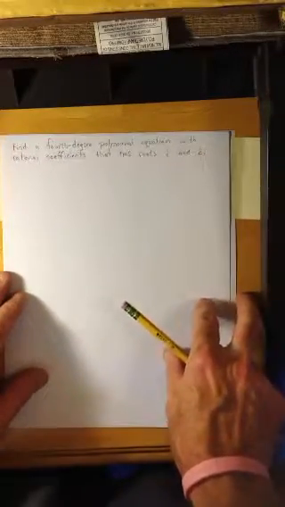I think we will actually have time to do one more example. Our next example says, find a fourth-degree polynomial. So we know we're going to have x to the fourth in our solution, right? A fourth-degree polynomial equation with rational coefficients that has roots i and 2i. Okay, so the same thing is we're going to use the imaginary root theorem.